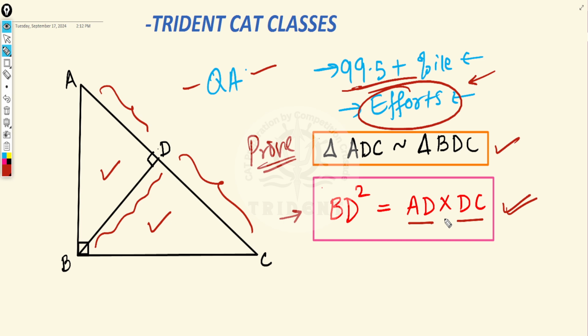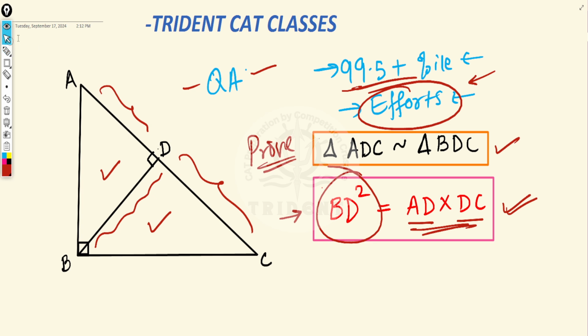But then the problem is that to prove this thing similar is very difficult. For example, I'll tell you now, please pay attention to this video, watch this video in its entirety. You can watch it at 1.5x speed, but please look at this in its entirety if you want to go to the 99.5 plus percentile.